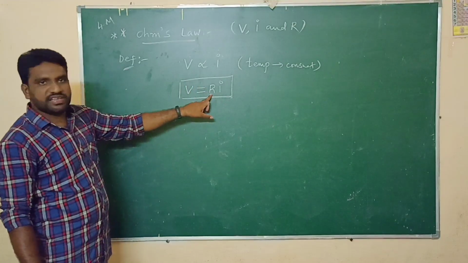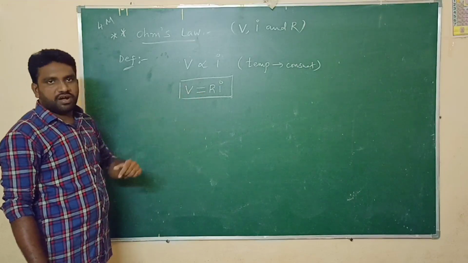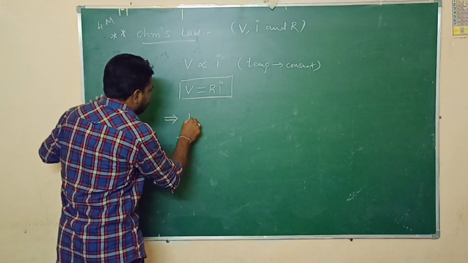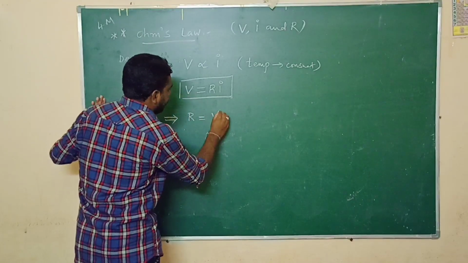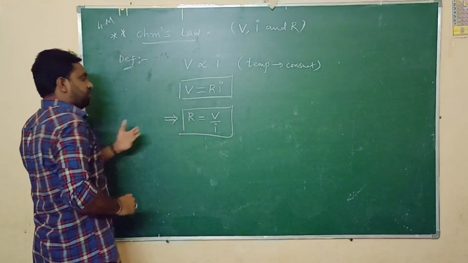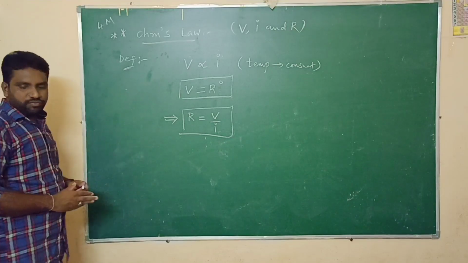Here R means resistance. Resistance is a constant, the proportionality constant. From this equation we can write resistance R equals V by I. In this way also we can represent Ohm's law. So this is the definition and equation of Ohm's law.